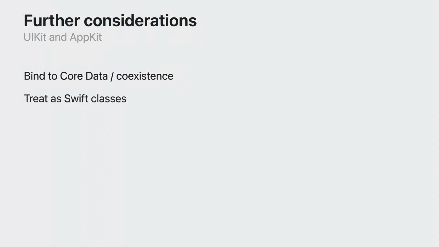For your Swift apps that rely on UIKit or AppKit, there are still viable options for you to use SwiftData. The first approach is the coexistence solution. You can bind your UIKit code to Core Data, and it could work in parallel with SwiftData. Alternatively, you could treat your SwiftData classes as Swift classes and wrap your Swift code with UIKit code instead.